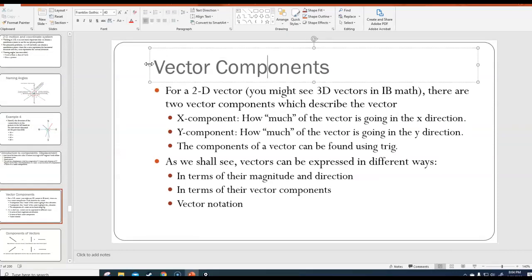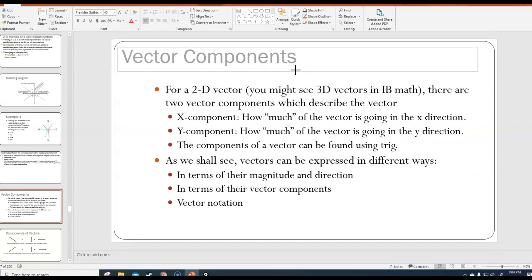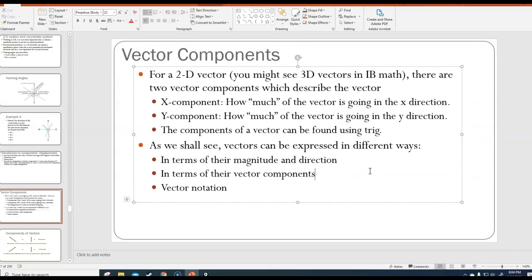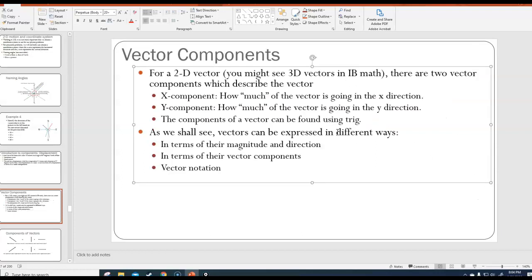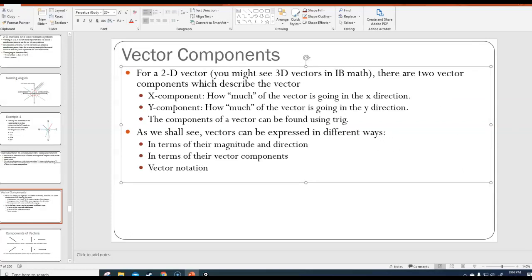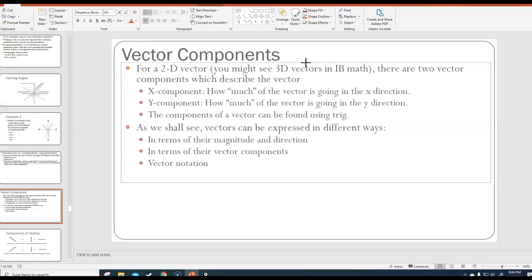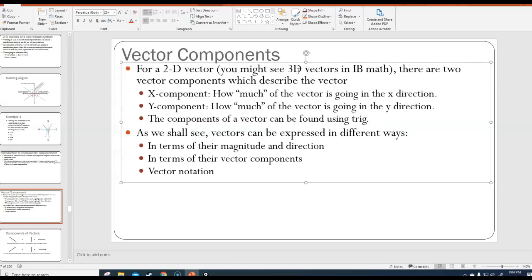Okay, and so we just saw our first case of vector components there. In this class, we are only going to do two-dimensional vectors. It's possible to have three-dimensional vectors, or I guess an infinite number of dimensions if you wanted to. Usually in college physics, you would do three dimensions, x, y, and z. We're only going to do x and y. And so there are two vector components, an x component and a y component, that basically describe how much of that vector is going in those specific directions. A lot of the time you can use trigonometry to find the components of a vector.